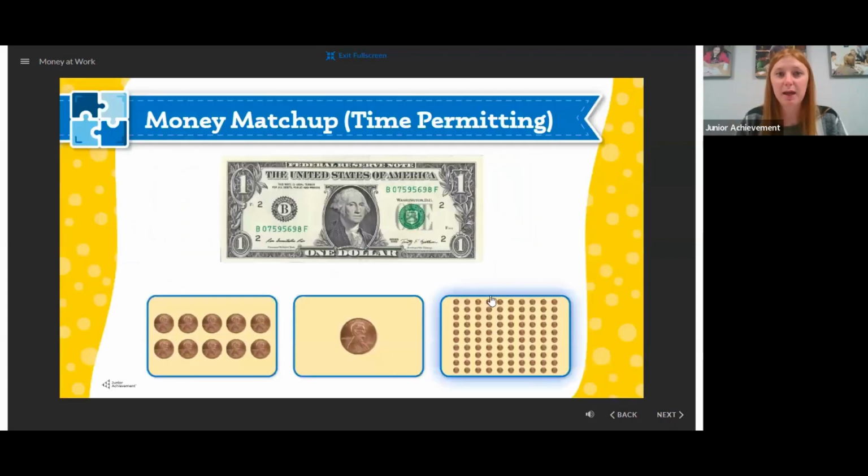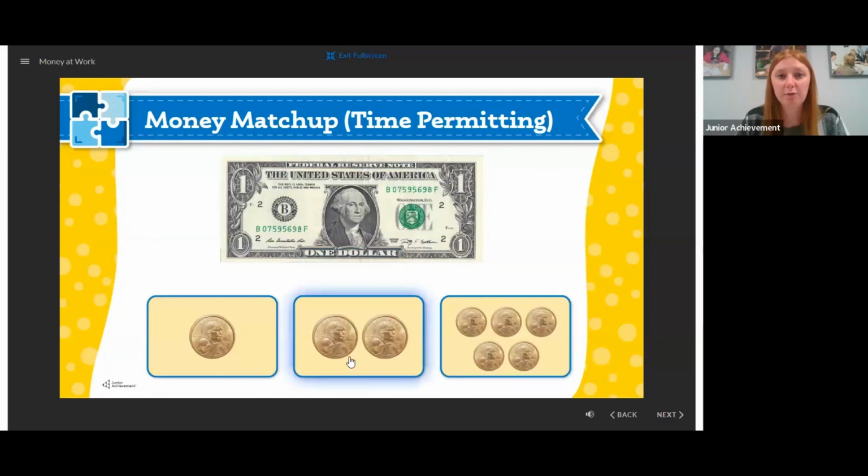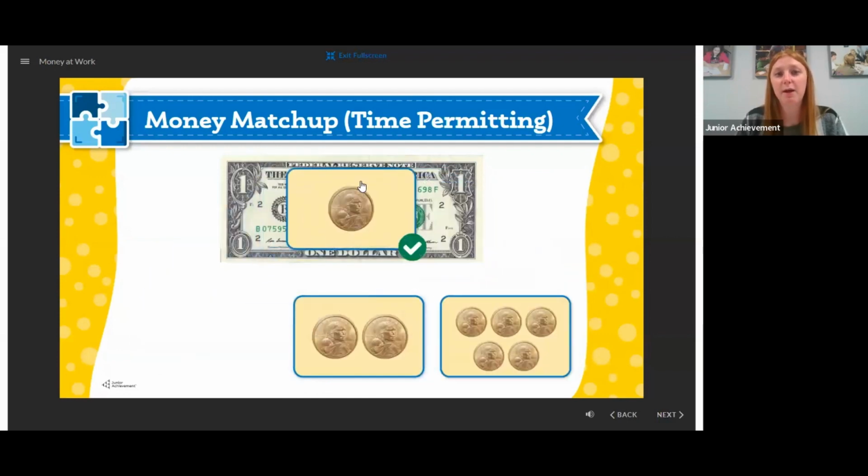Then we get to play the money matchup game. So $1 is 10 pennies, 1 penny, or 100. It's correct. What if we get it wrong? Nope, it's not staying until we get the right answer.